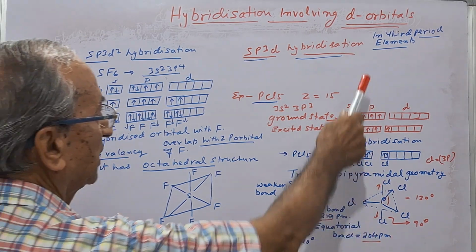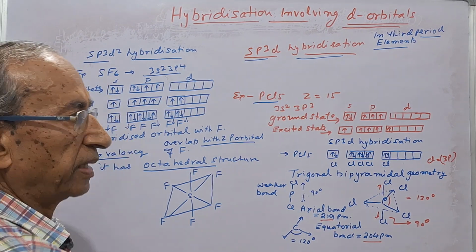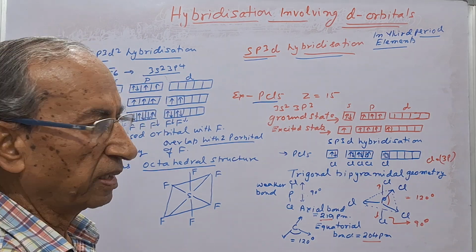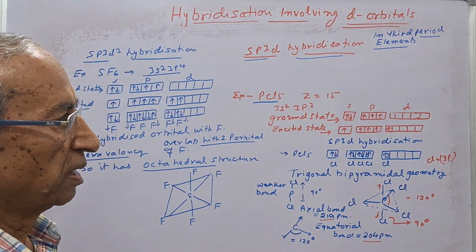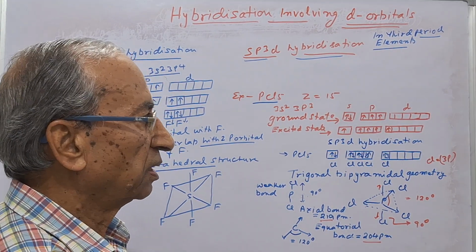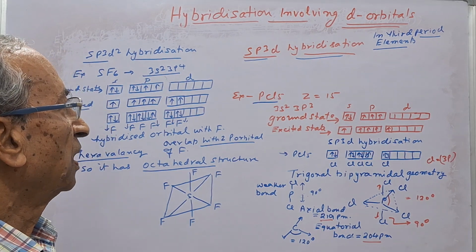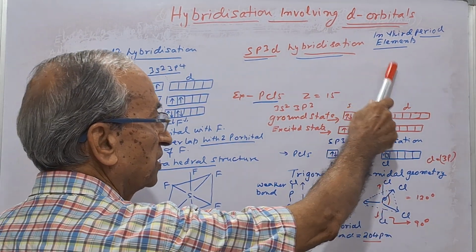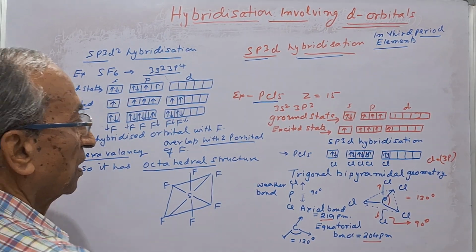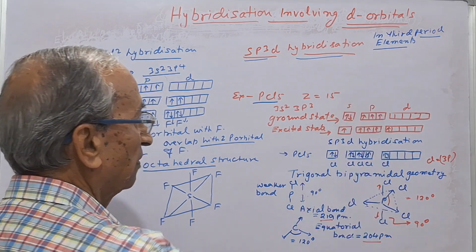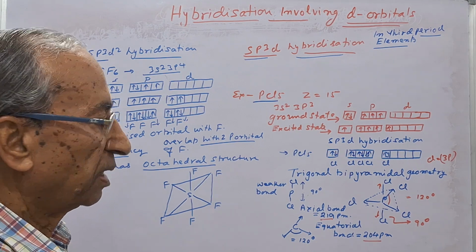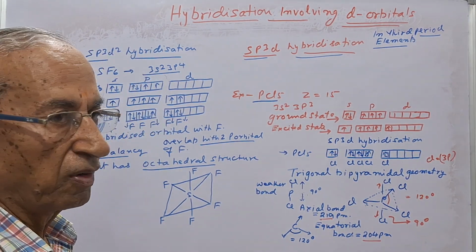Now, in the case of the d orbital, that is, in the elements of the third period in the periodic table, they also show a covalency of more than 4, that is 5, 6 and 7. Then how can this covalency of 5, 6 and 7 be explained? In the case of the elements of the third period, the d orbital is very important and plays a very important role in the formation of the covalency.